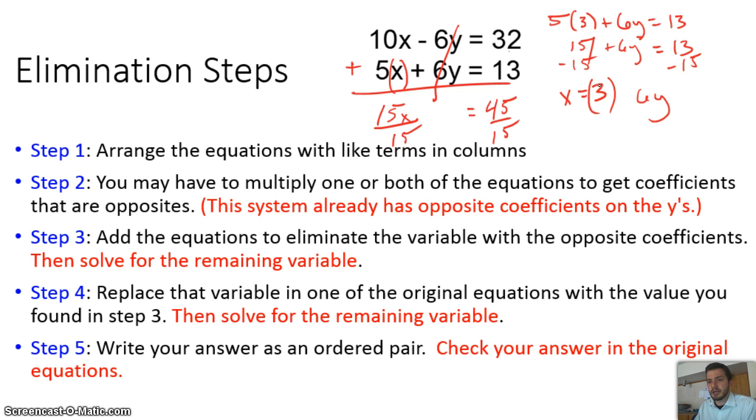So 6y equals -2. Divide by 6. Y equals -1/3.